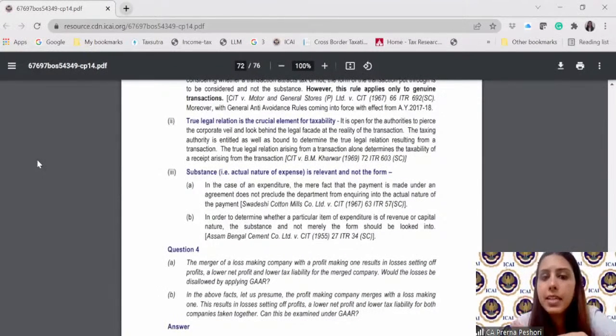In the second case, the profit-making company merges with a loss-making one. Now, if it is by a court order, GAR will not be applicable. However, if it is not by a court order, GAR can be invoked if the main purpose is to obtain the tax benefit. Is that clear? Is that clear? Last question.